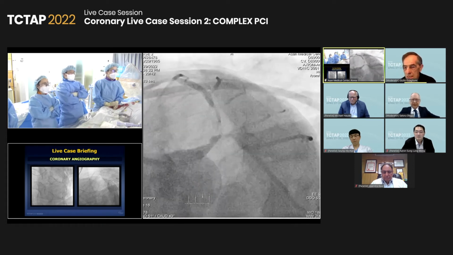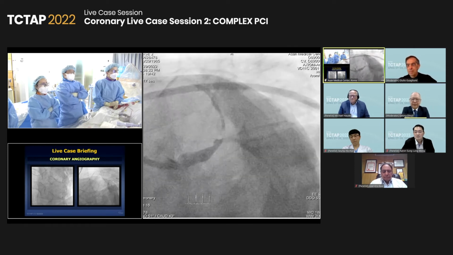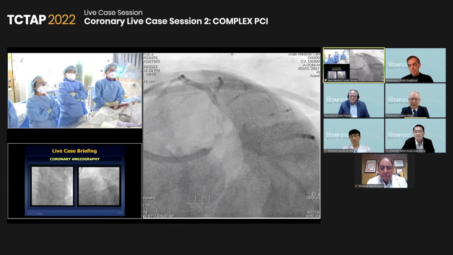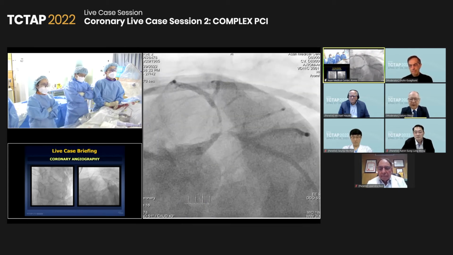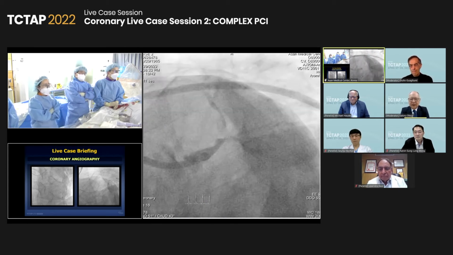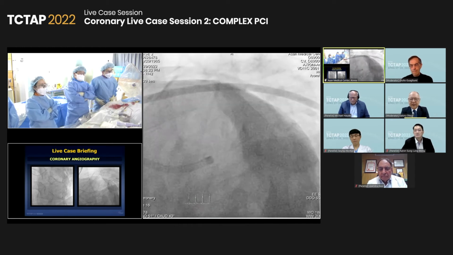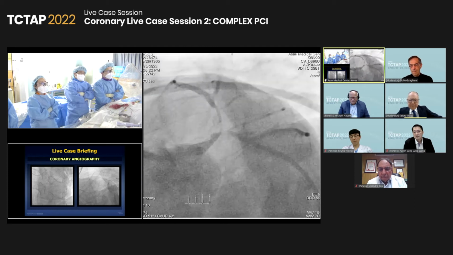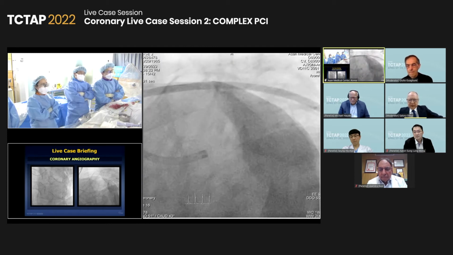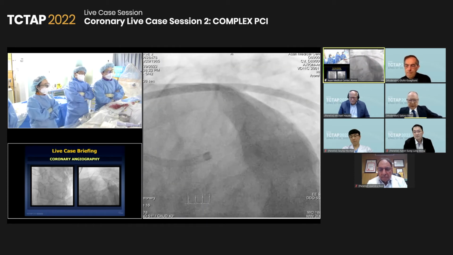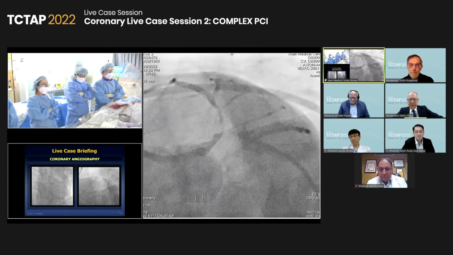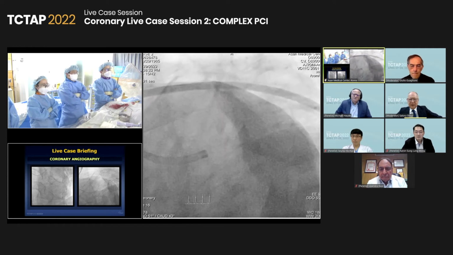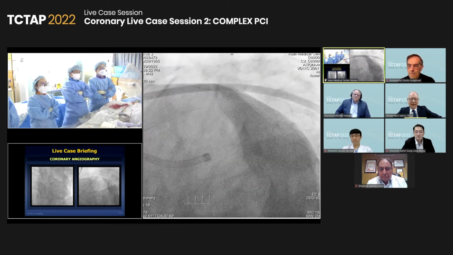Satoru, what do you think about this image? Well, maybe everyone agreed we need imaging in this case. Angiographically there's maybe some calcium burden, but we have to decide this character from the IVUS. So IVUS is a mandate in this case.